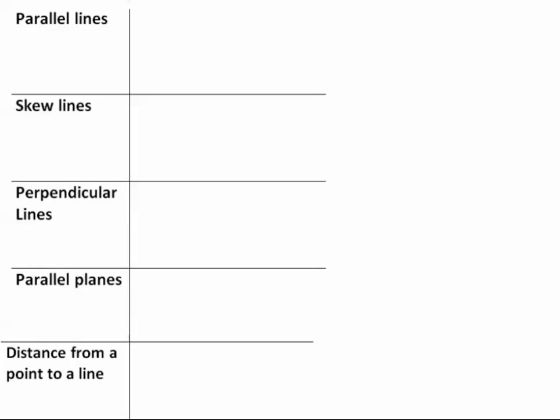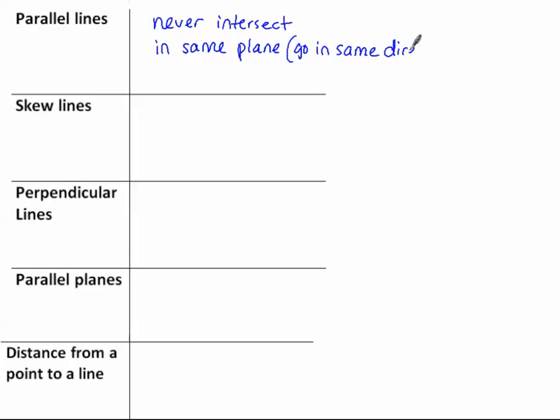Let's review the vocabulary from Unit 3. Parallel lines are lines that never intersect. They are in the same plane, and a helpful way to remember that is think of they go in the same direction. Giving yourself a picture of this will be helpful as well as including the symbol.